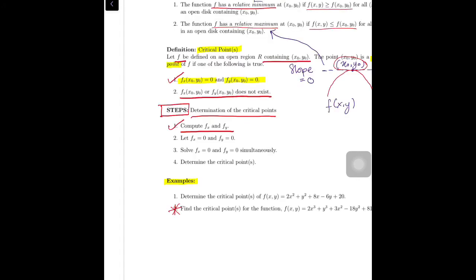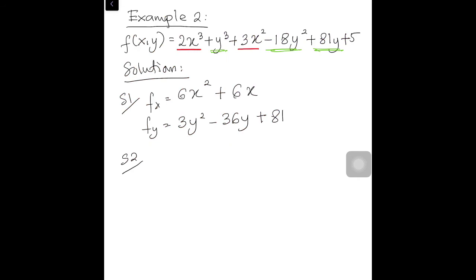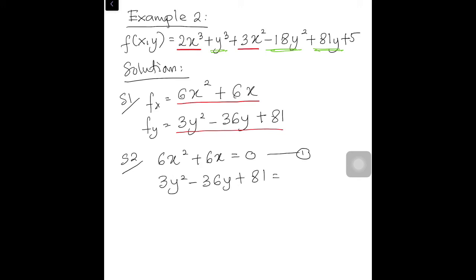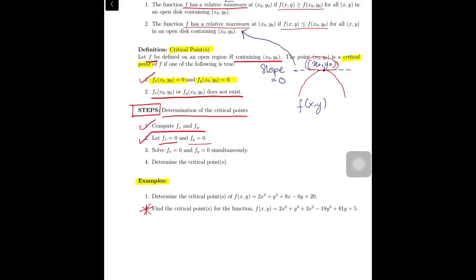And then we move to step 2, let fx equal to 0 and fy equal to 0. Just take whatever is in fx, then make it equal to 0. And this one is equation 1, and then take the answer for fy equal to 0, and this is equation 2. So step 3, solve fx equal to 0 and fy equal to 0 simultaneously.